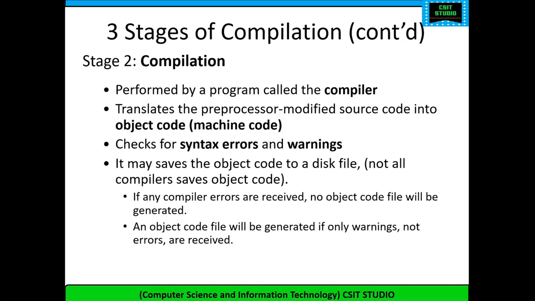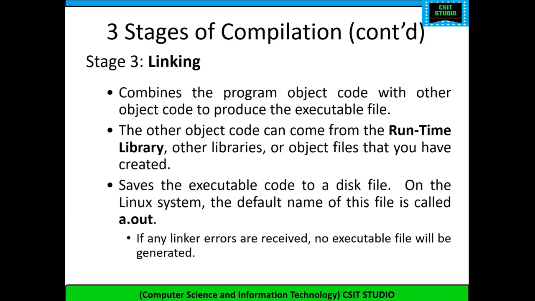If there is no error, only warnings, then the program's executable or machine level code will be generated. And the last stage of compilation is called linking. Here the object code generated by the compiler is linked with the other necessary parts like the library code that we used.